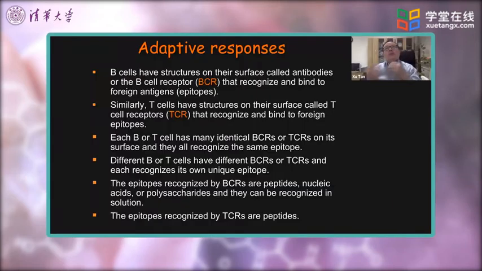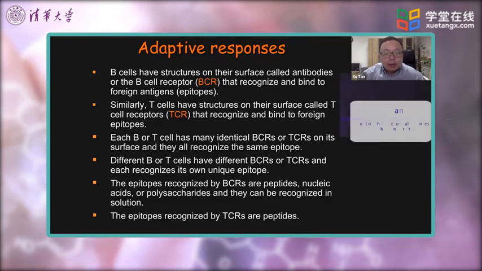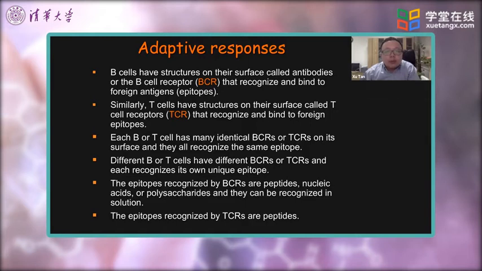So what I just talked about are the defense systems of the innate immune system. Then I'm going to talk about the adaptive immune responses of human antiviral defenses. As you know, adaptive immune responses are mainly mediated by B cells and T cells.